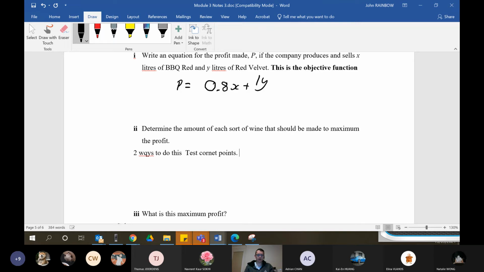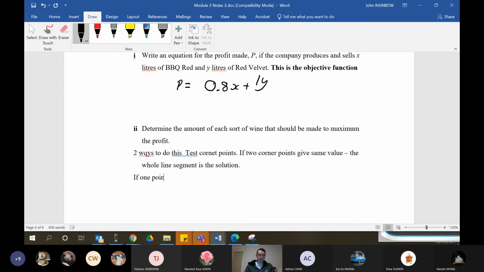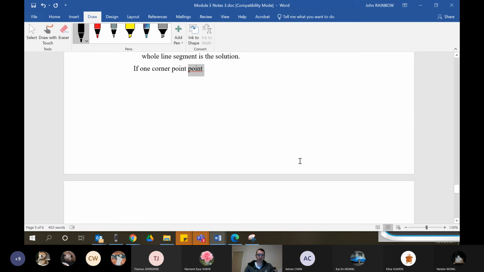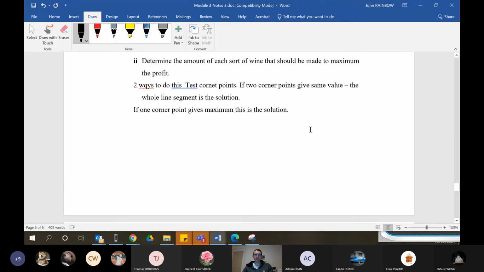Test corner points. If two corner points give the same value, the whole line segment is the solution. If one corner point gives the maximum, this is the solution. All right, so let's test in corner points.